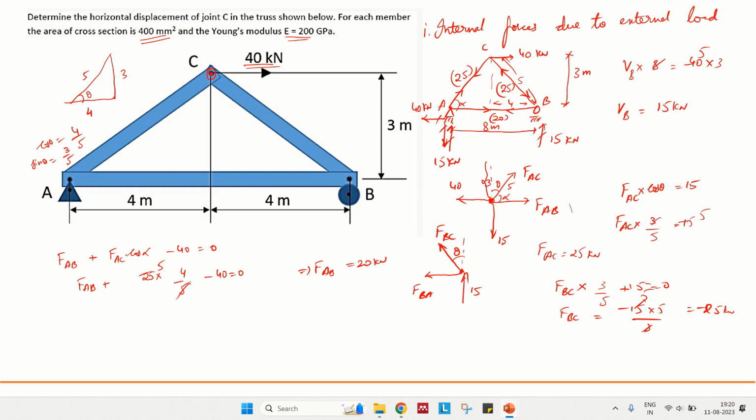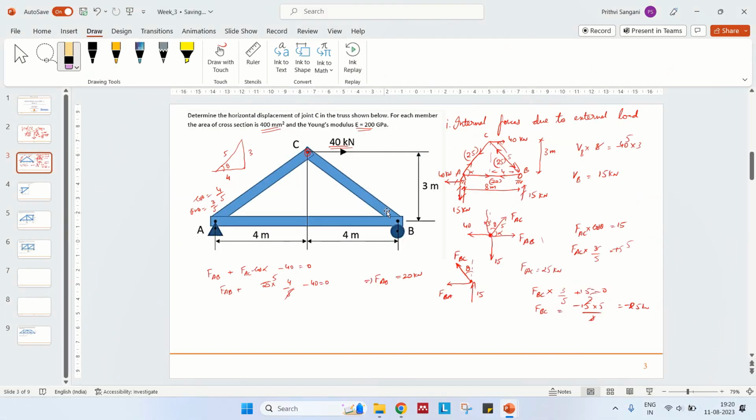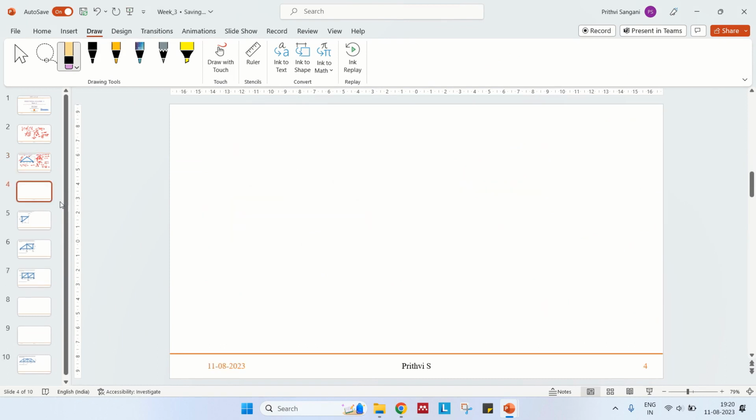So this is the summary. You can see FAC in tension 25 kilonewtons, FAB in tension 20 kilonewtons, and FBC in compression 25 kilonewtons. Right. So what I'll do is I'll just summarize the results here. Is this visible or shall I make it full screen? This is fine, right? You're able to see this, or is full screen mode better?